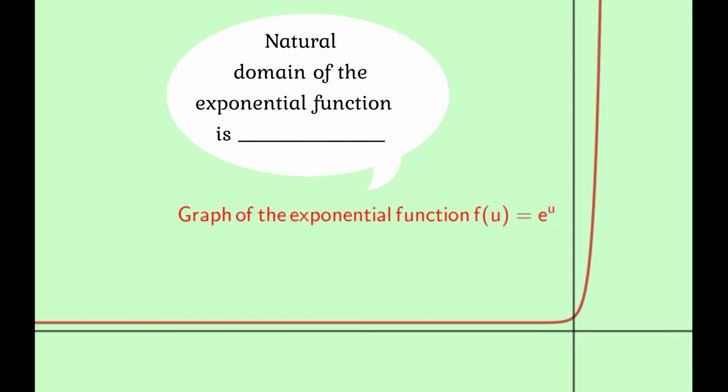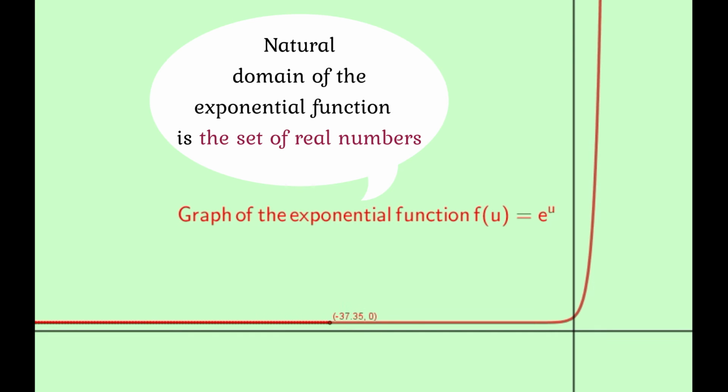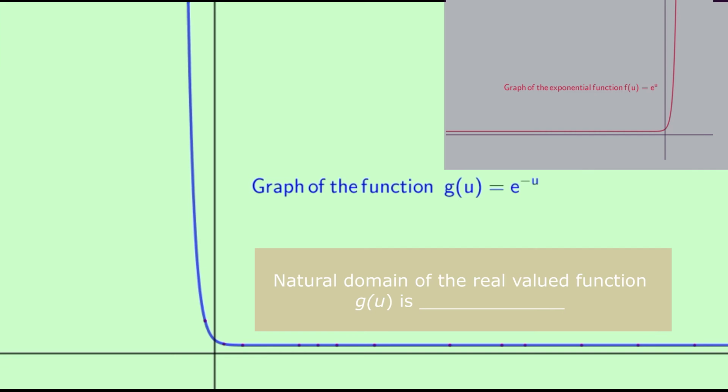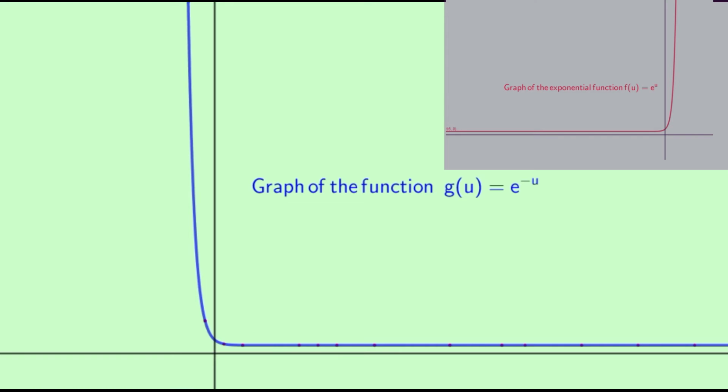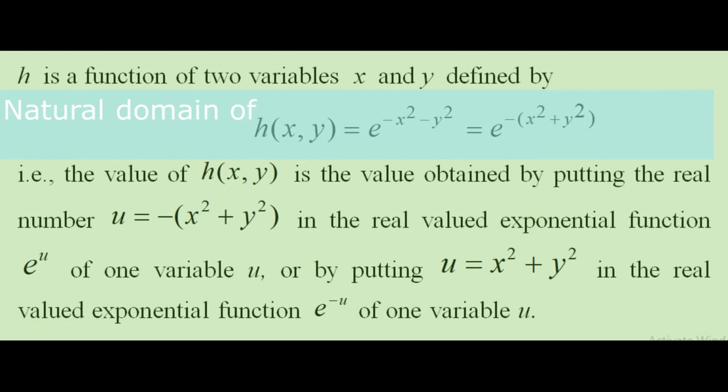We know that the natural domain of the real valued exponential function f(u) = e^u of a real variable u is the set of all real numbers. With this in mind, we note that the natural domain of the real valued function g(u) = e^(-u) is also the set of all real numbers. With this information, let's discuss the natural domain of the function of two variables h(x, y) = e^(-x^2 - y^2).